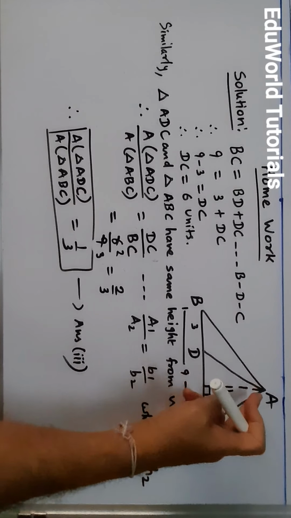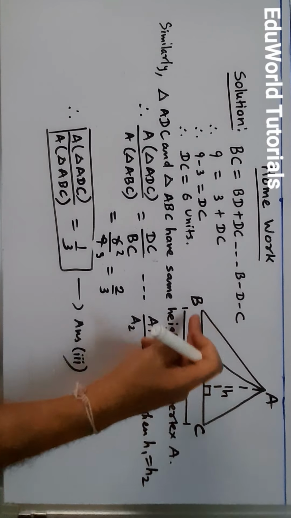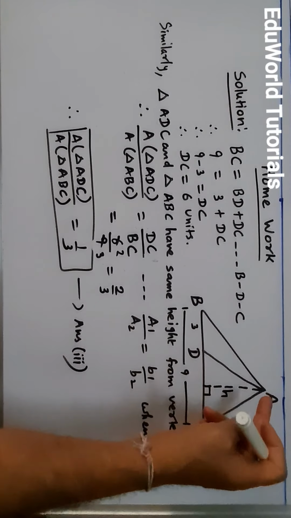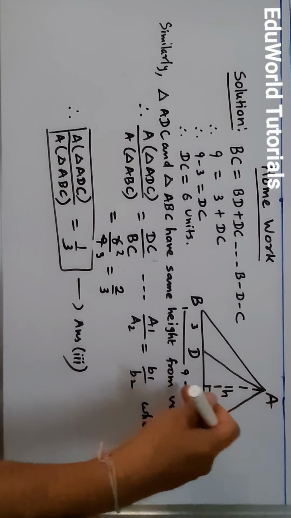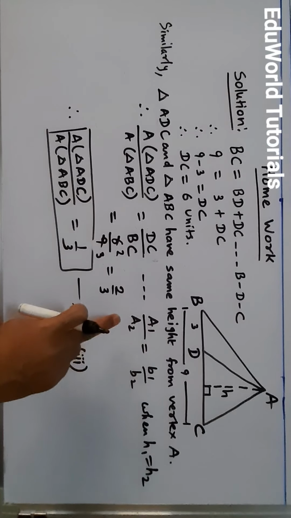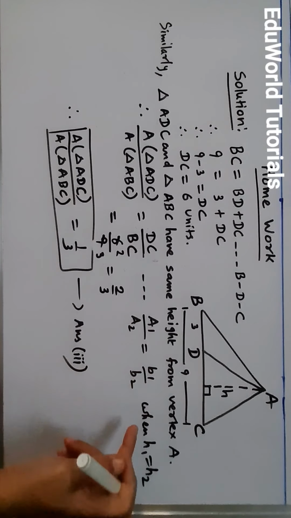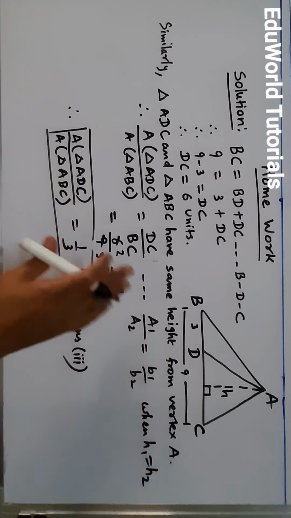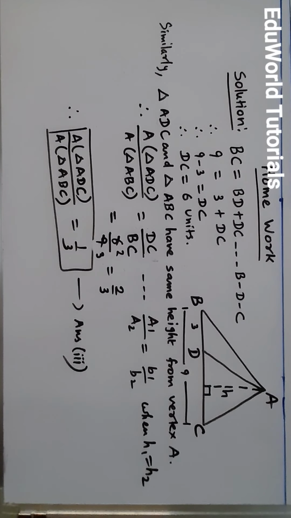So in this sum, all the three triangles that you see, triangle ABD, triangle ADC and triangle ABC, have the same height from vertex A, and so we are using the property A1/A2 is equal to B1/B2 when H1 is equal to H2 to solve all the three parts in this question number 2.